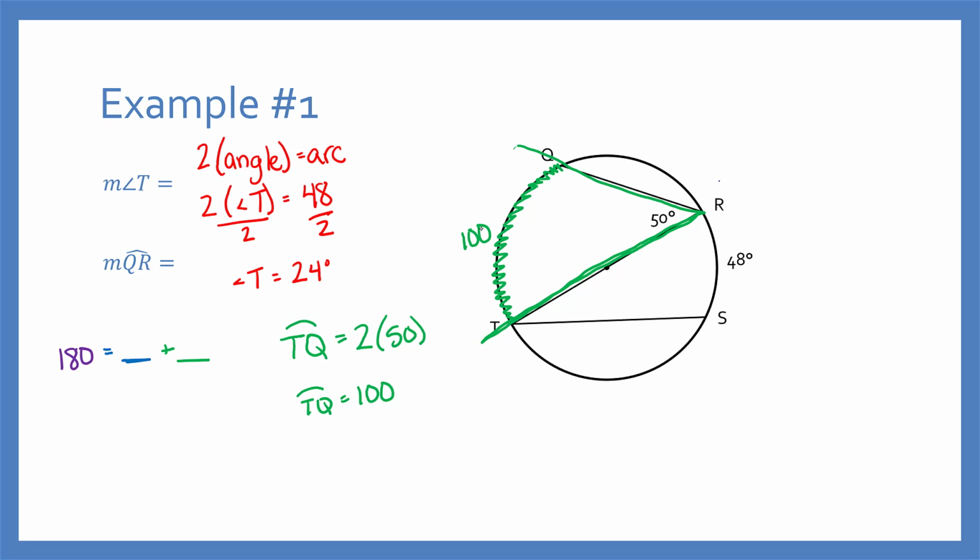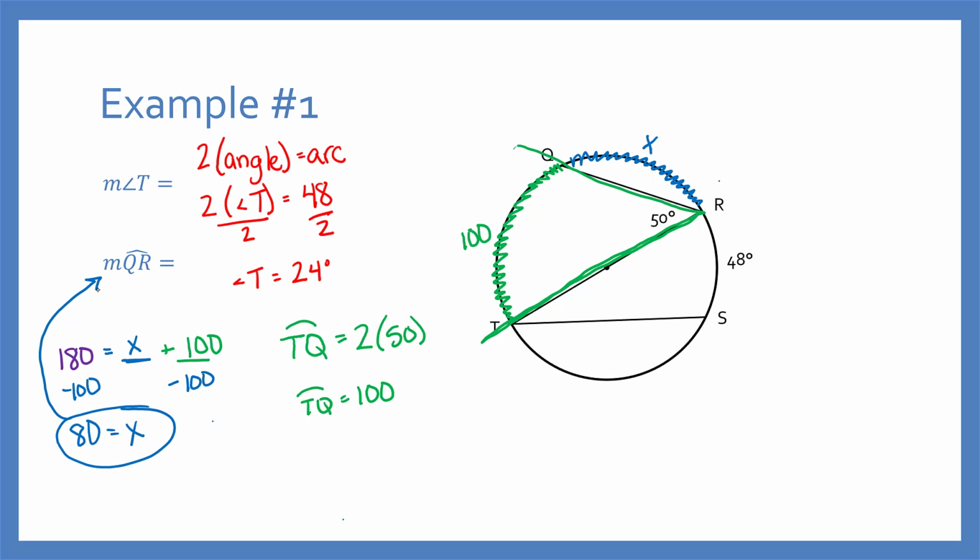So what I'm going to do is plug in 100 over here to the left where we have the blue plus the green. So now I'm able to find QR, which, remember, what we're trying to find is that blue arc. Because I could call this X. And now I have 180 equals X plus 100. So I'll subtract 100 from each side. And I find that 80 equals X, which is the measure of arc QR. So that was a really key thing to notice. You've got to look for your diameters in these problems because that's going to break your circle down into smaller pieces. That's usually very, very helpful.